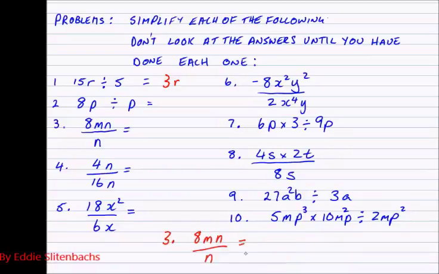Number 3 is already a fraction for you, and again I said if you've got an item on the top and you've got one on the bottom, they will cancel, so it's just going to be 8n. It's going to be left over. So the answer to that one is 8n.